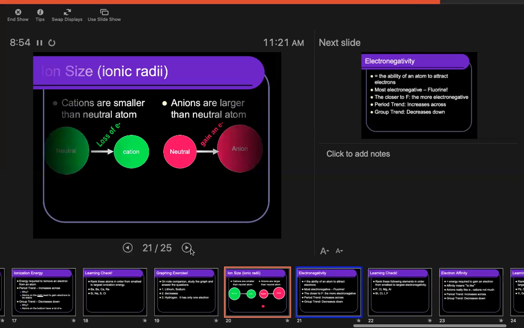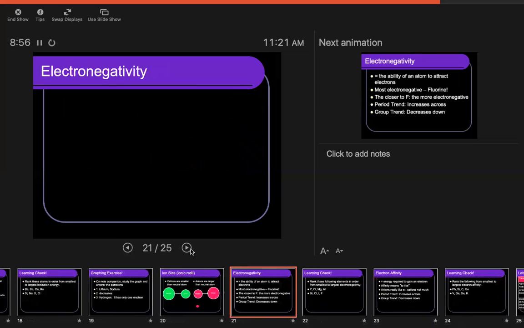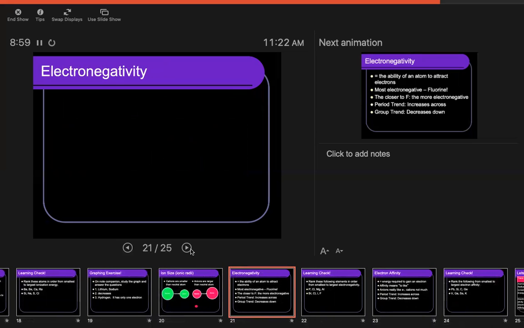All right. Next trend, electronegativity. All right, for just a moment, we'll get off topic just a smidge, but it'll bring us to the topic we need to be on.